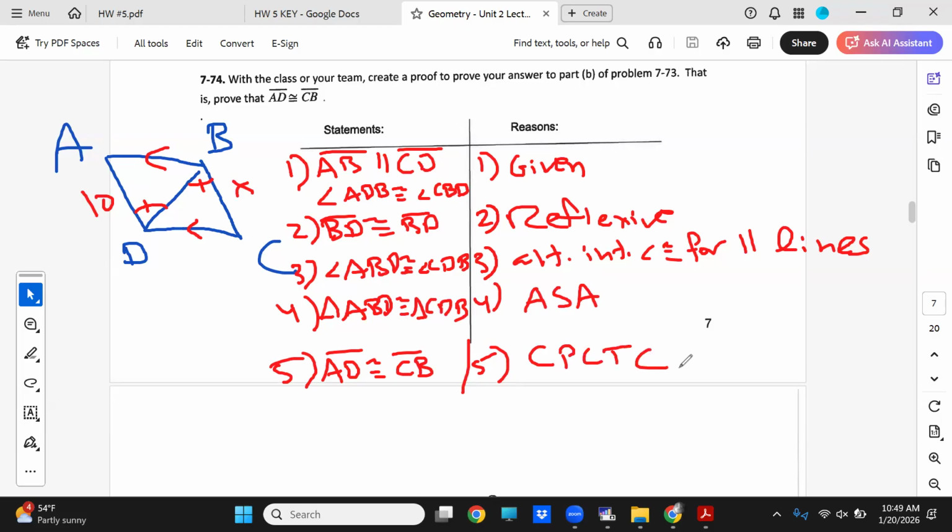So again, just more review of old stuff. But what this proves to us is that I believe this is a parallelogram, right? We're going to talk more about that later. But again, we proved that AD is congruent to CB because we proved the triangles are congruent by ASA, and then CPCTC because of all these other things we just said. So, questions? No? Okay. We'll move on.